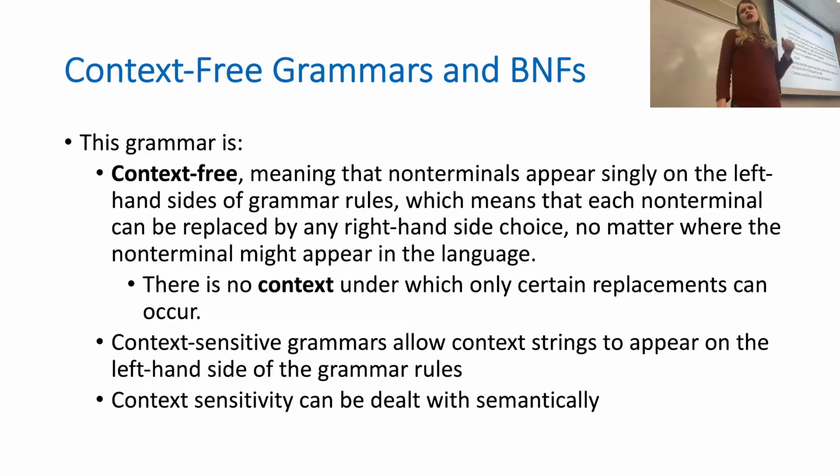Okay. This is a very wordy definition that I'll go through, but I'm not asking you to memorize the definition as much as the concept behind it. So this is a context-free grammar, meaning that non-terminals appear singly on the left-hand sides of grammar rules, which means that each non-terminal can be replaced by any right-hand side choice, no matter where the non-terminal might appear in the language. That's all fine and good. What I really care about is there is no context under which only certain replacements can occur.